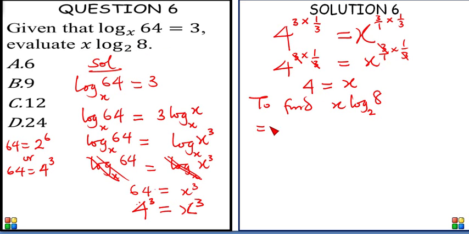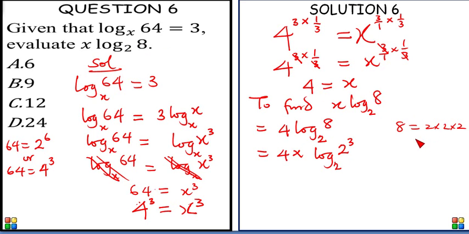That is equal to, since our x is 4, 4 log 8 base 2. And this is simply 4 times log 2 raised to power 3 base 2, because 8 is actually 2 times 2 times 2, which eventually is 2 raised to power 3. So 8 is equal to 2 raised to power 3.